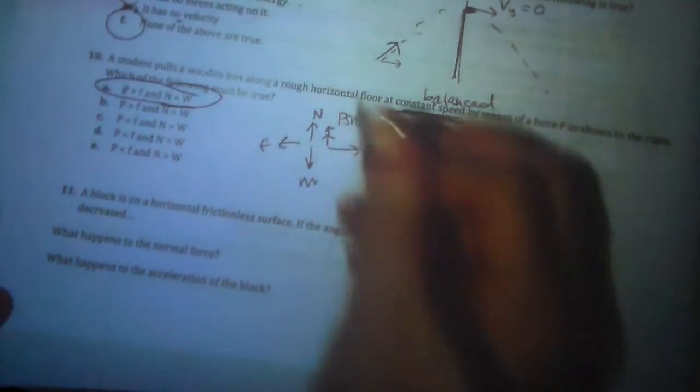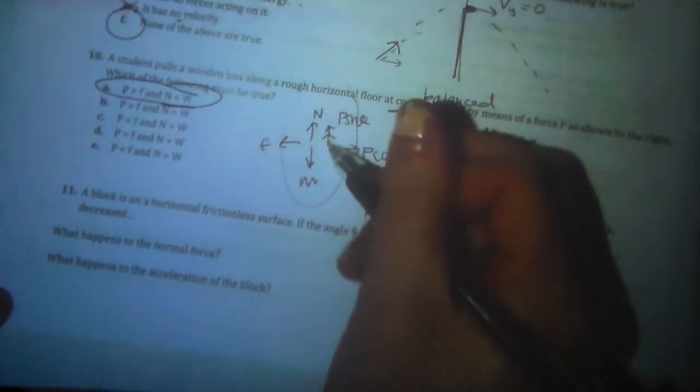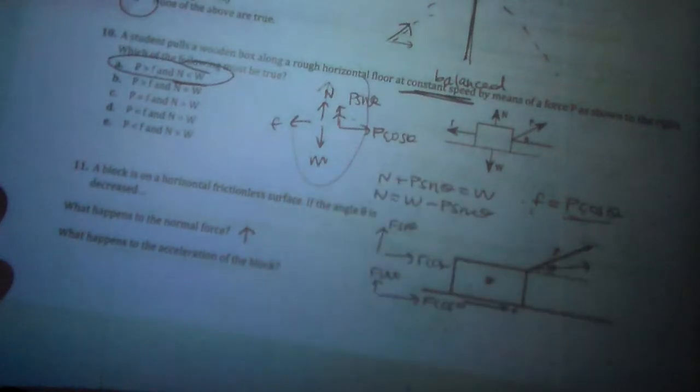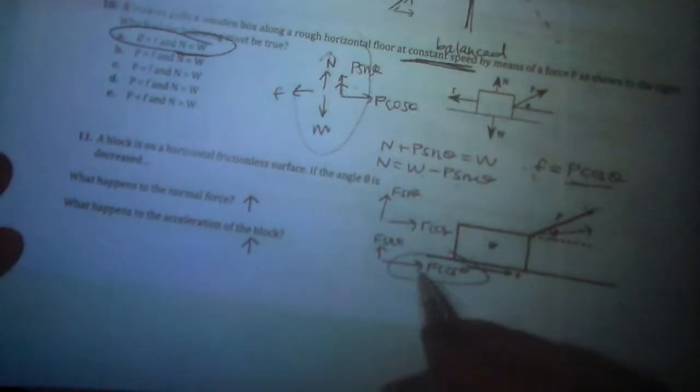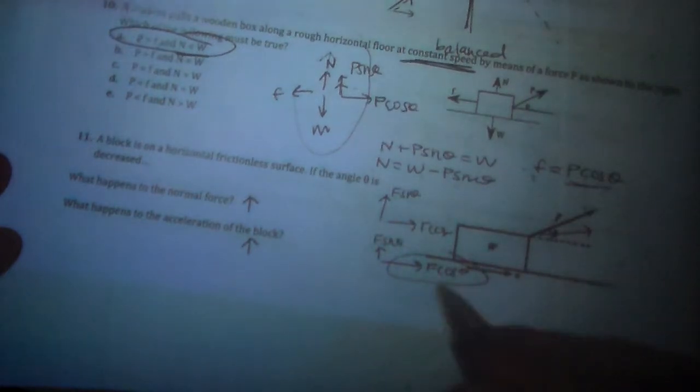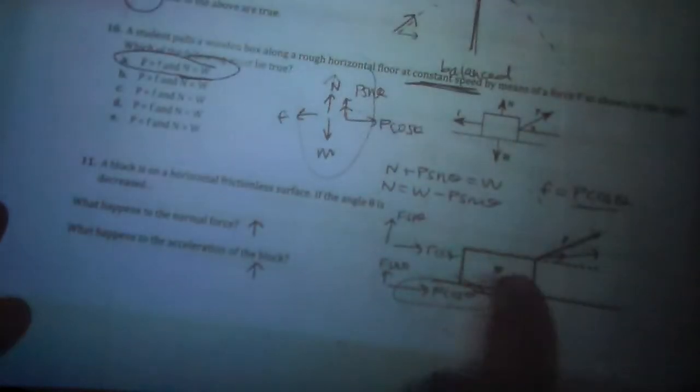So if F sine was going to decrease, well, I still need these three to balance out. So if this one decreases, then the normal must increase to make up for that. So normal force will increase. And your acceleration will definitely increase because now you have a greater net force in the direction of your motion. You have a greater F cosine. So increase and increase here.